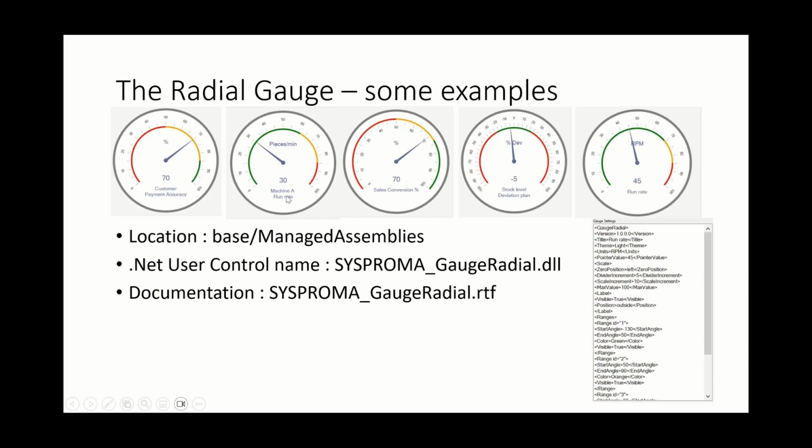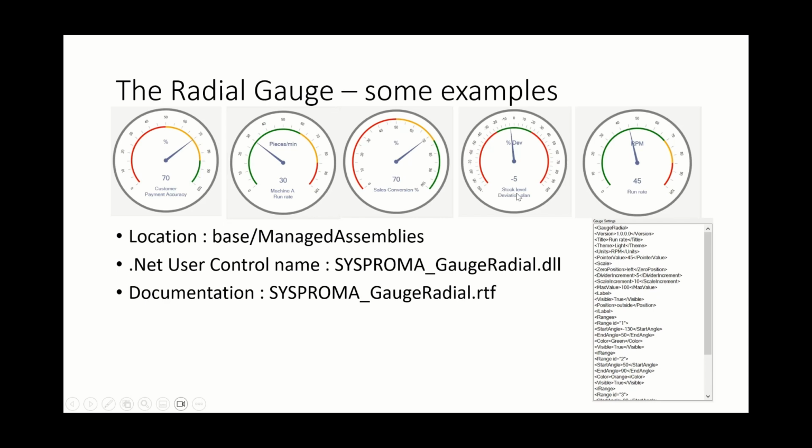In this example, we've changed the color ranges. So this machine run rate, we're quite happy for it to be running between 0 and 60. But if it's running quicker than that, then maybe there's a problem. And the sales conversion, you see that we've actually told it we'd rather like the scale to be on the inside. And again, if the sales conversion is between 0 and 50, then there's clearly something wrong. 50 to 75, then it's okay.